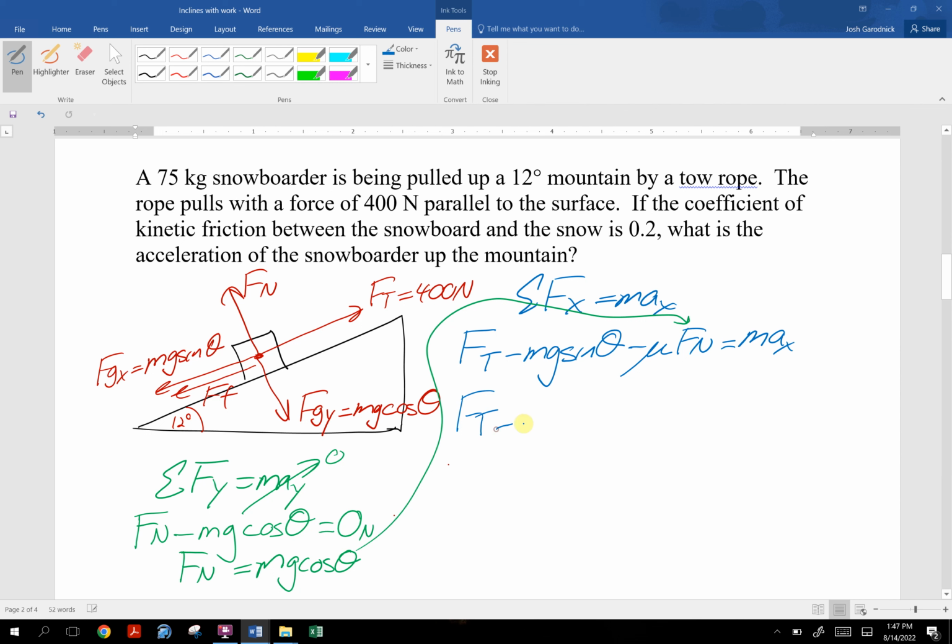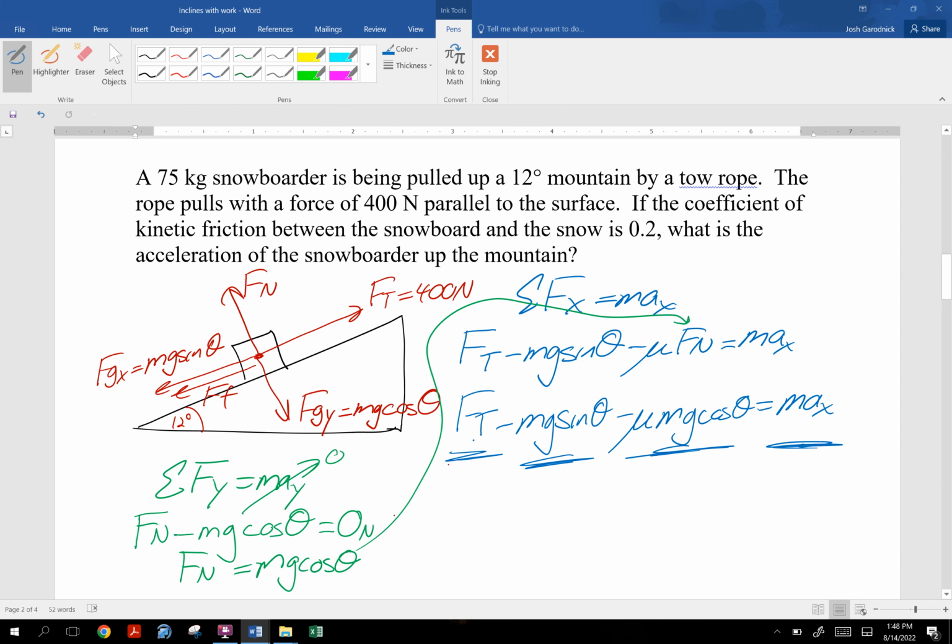Ft minus mg sine theta minus mu times the normal, which is mg cosine theta, equals max. Okay. We do a lot of problems where mass does divide out, and the tendency here, looking algebraically, is to just cross out the mass. Easy there. Is there a mass in every single term?